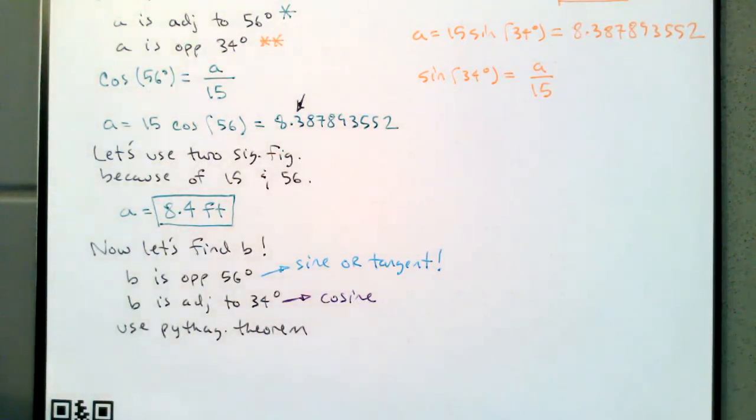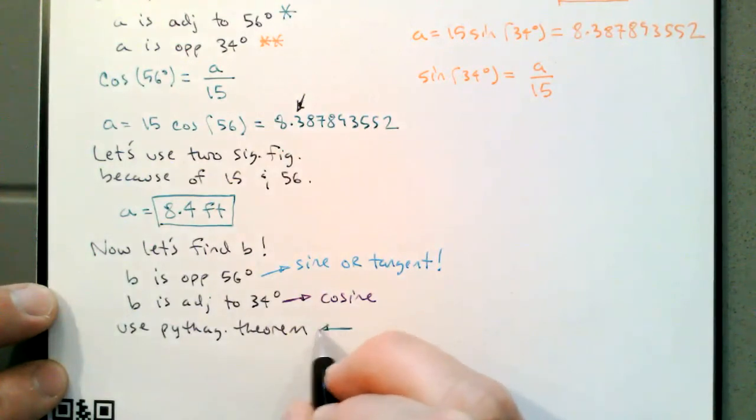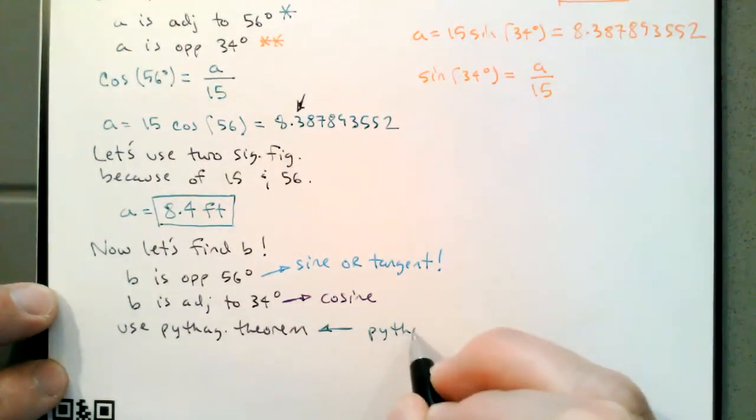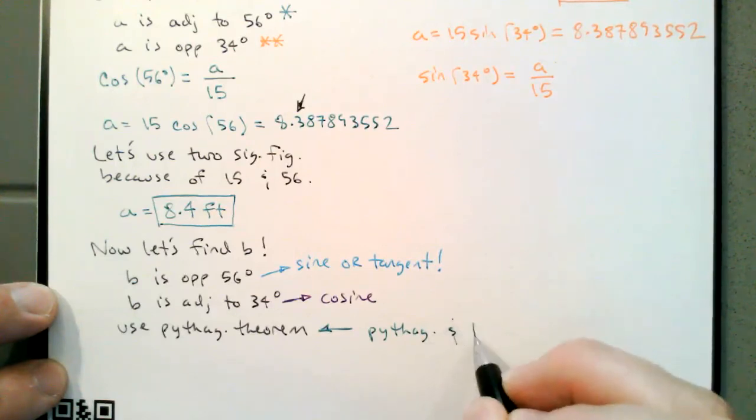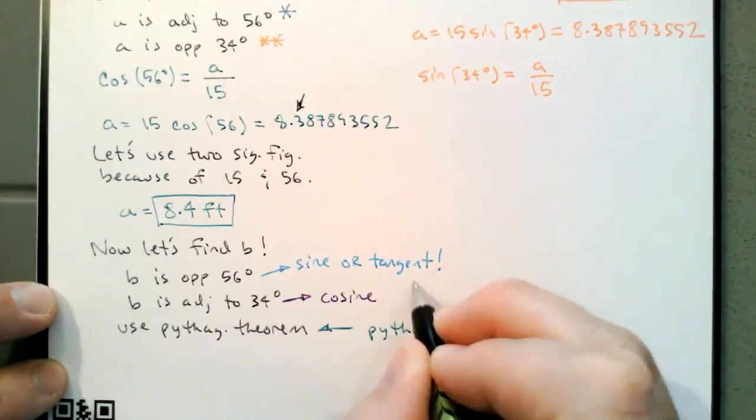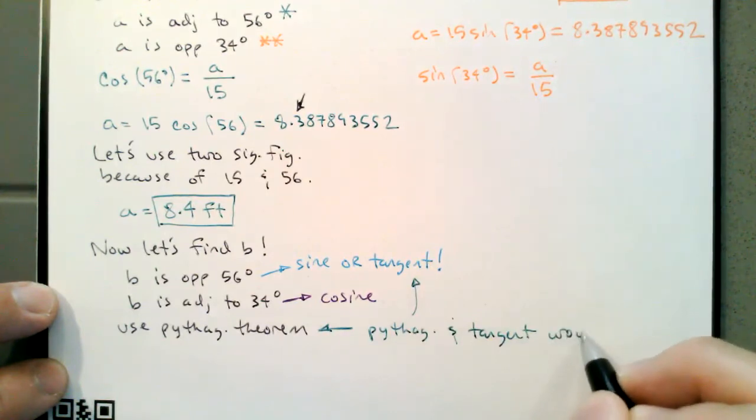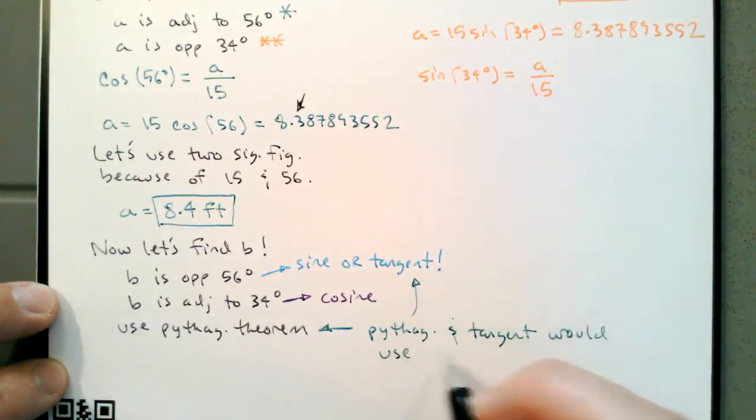So we should appeal to our best practice. The best practice says use as much given information as possible. So the Pythagorean theorem would require rounded information. Tangent would require rounded information. So the Pythagorean theorem and the tangent would use rounded information.